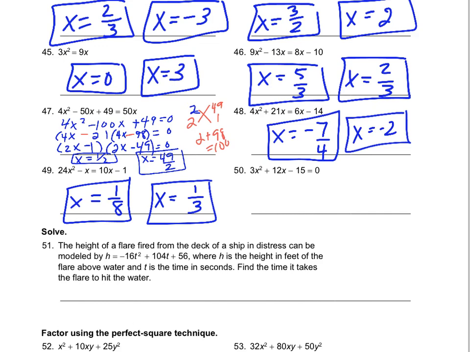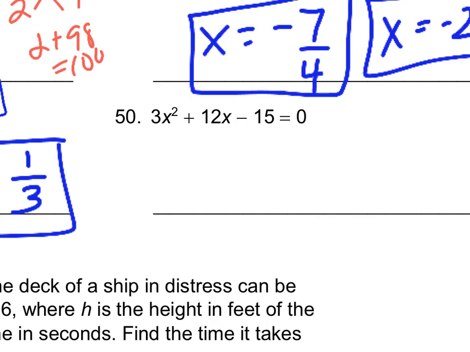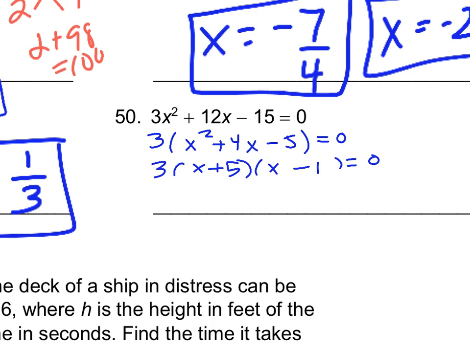Here are your answers for 48 and 49, and I will be doing number 50. Number 50 has a GCF, and you need to be careful with that. After you have factored out the GCF, the problem becomes very simple. You can factor it and then give the solutions.